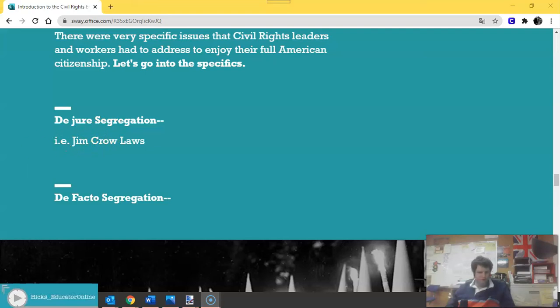Now, de jure segregation is segregation by law. The way I remember it is jure sounds kind of like jury, and juries are used in legal trials. That's how I remember it anyways. And the prime example of this are the things called Jim Crow laws. And the goal of Jim Crow laws were to separate blacks and whites in everything from laundromats to bus seats to restaurants, and particularly a contentious issue early on is schools.